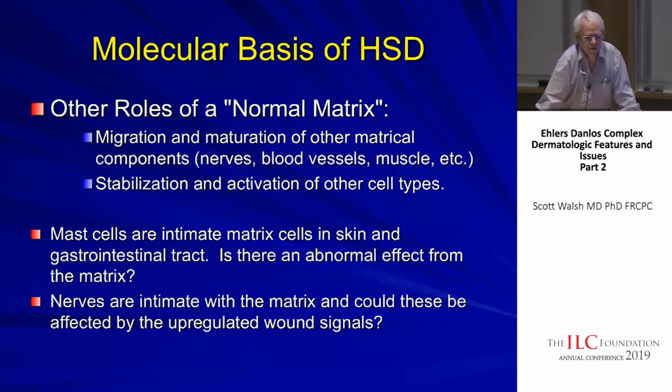You think about this when you're thinking about functional gastrointestinal disorders. Have the nerves not migrated properly? Small fiber neuropathy. So is there an abnormal effect from the matrix that starts right from birth? Nerves are intimate with the matrix, and could these be upregulated by the wound signals? So a lot of the pain in EDS that we can't explain, that's called fibromyalgia, is this really more of a wound response or an inflammatory response?